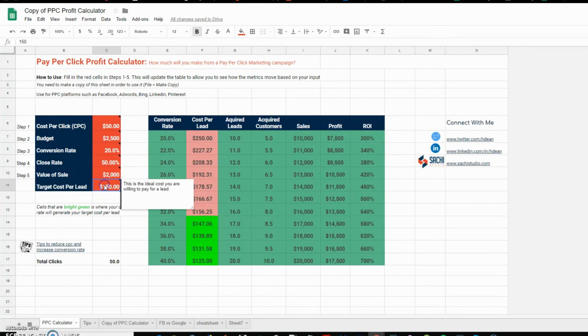And let's say I was to change this to $120 CPL, how would this work? As you can see, based on these numbers right here, up to a 40% conversion rate, the cells won't change to green. I'll probably have to hit 42 or 44%. In fact, I think 42% conversion rate before I can finally achieve my target CPL of $120.